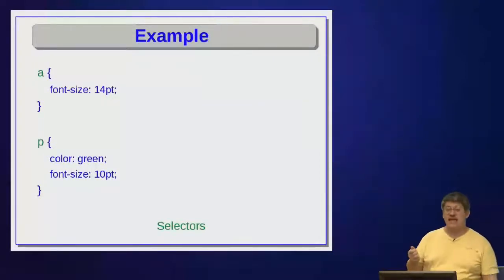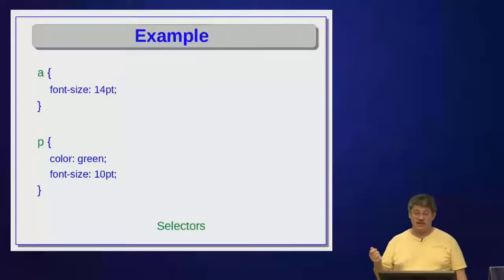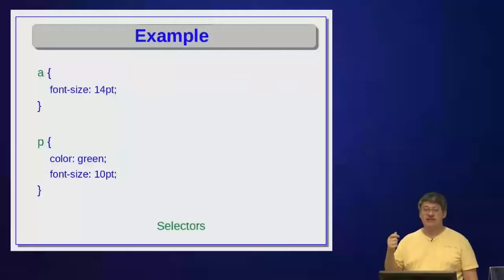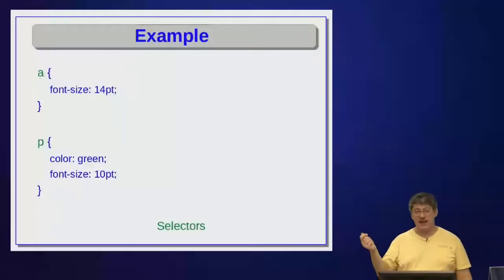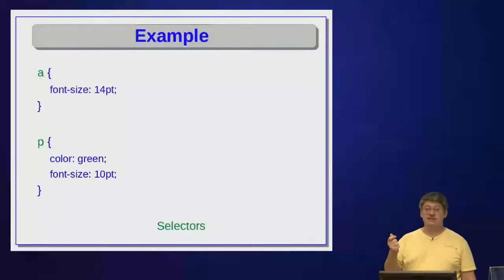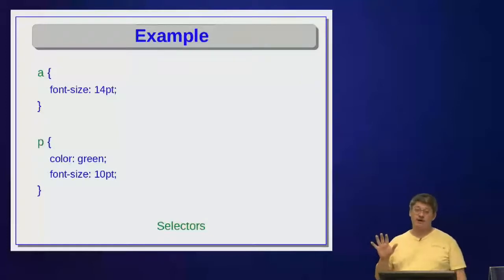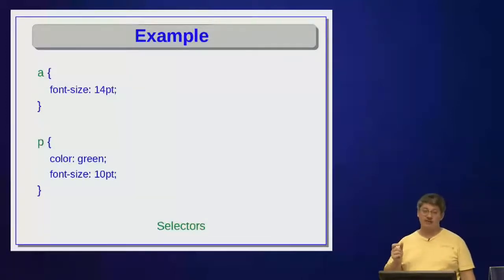The selector A is going to match all links in a web page. If you remember, there's an A tag in HTML. That's how we link to another page. A stands for anchor. So this is going to match all links in the page and make them be 14 points in size. We also have a P selector. The P selector is going to apply to all P tags or paragraphs. It's going to make all of my paragraphs be green and in a small 10-point font.